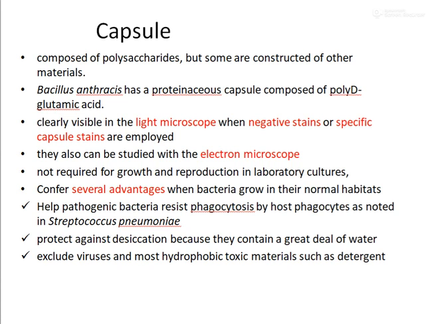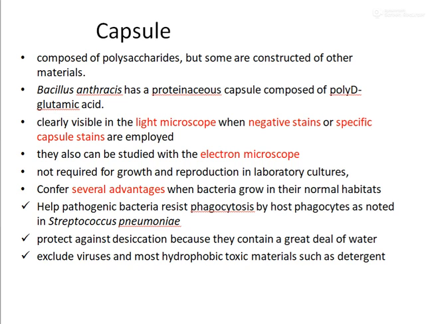And how can we view the capsules? We have already learned that we can see them by light microscopy using negative staining, or by other specific capsule staining methods. Electron microscopy also enables us to view a capsule. Now, a capsule is not required for growth or reproduction in laboratory cultures. That is, when you're growing it in a lab, the capsule does not have much significance for the bacteria.